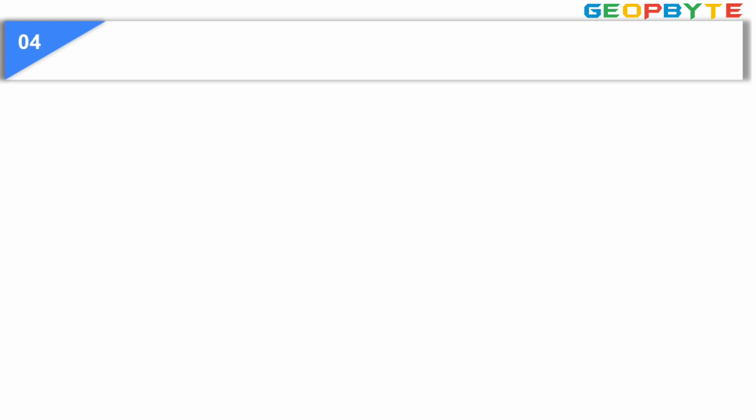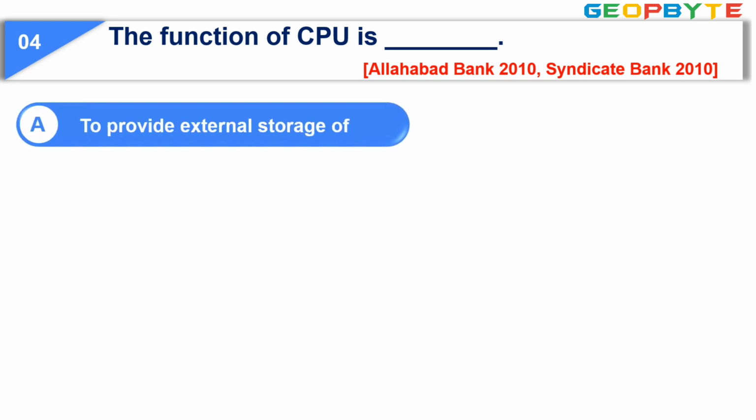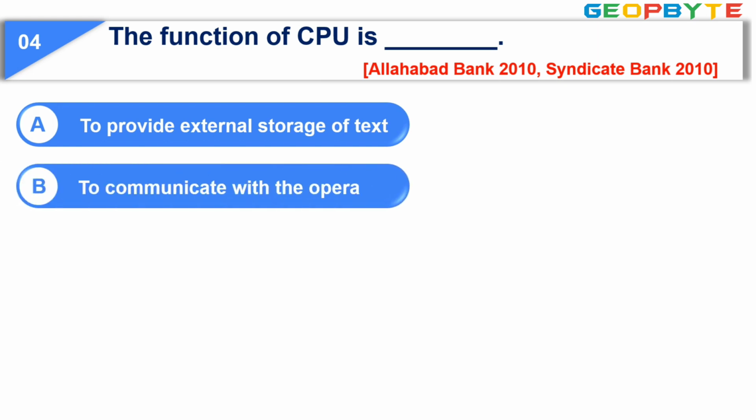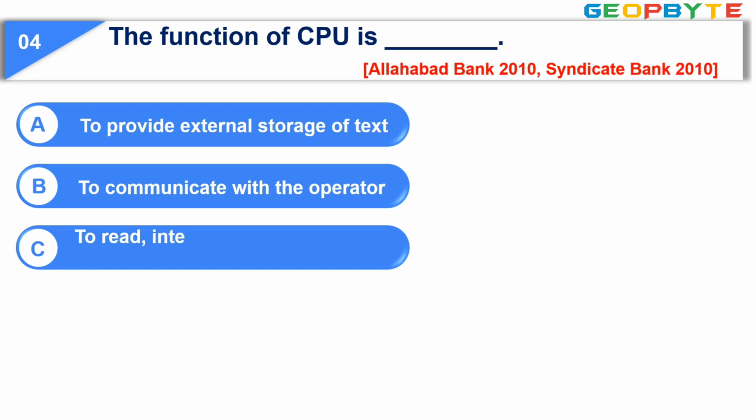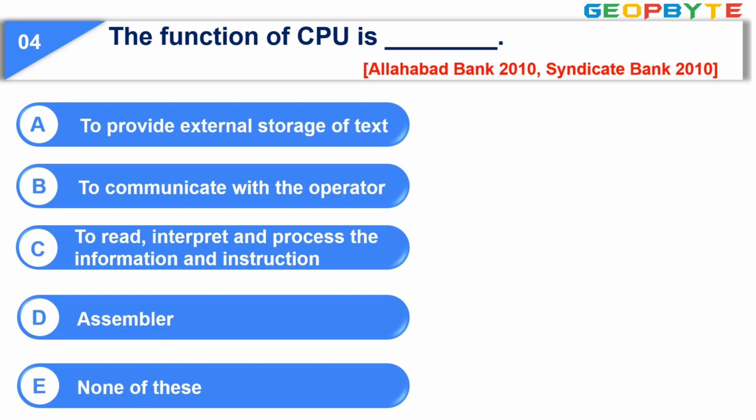Next, moving to question number 4. The function of CPU is dash. Option A to provide external storage of text. Option B to communicate with the operator. Option C to read, interpret and process the information and instruction. Option D assembler. Option E none of these. And the correct answer is option C, to read, interpret and process the information and instruction.